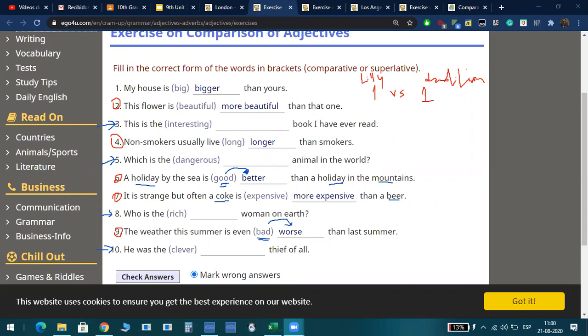So perfect. Yes, so these are superlatives. So we are not doing these ones. Number 3, number 5, number 8, number 10, because they are superlative.